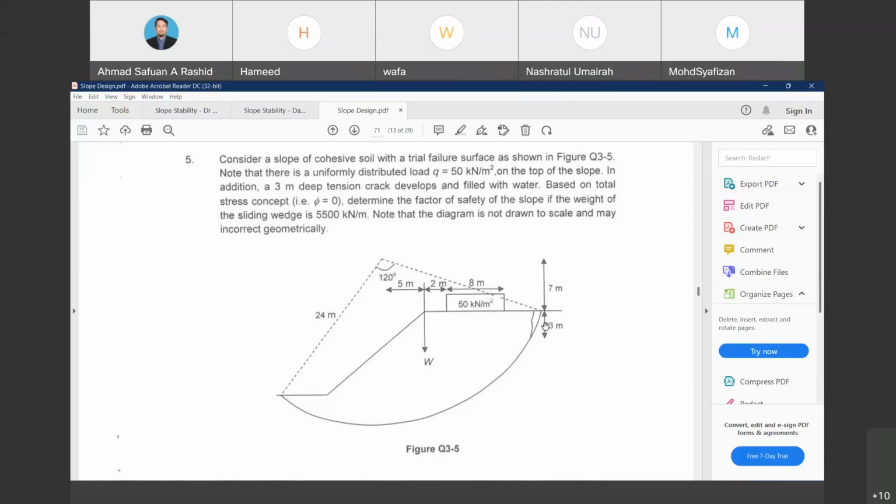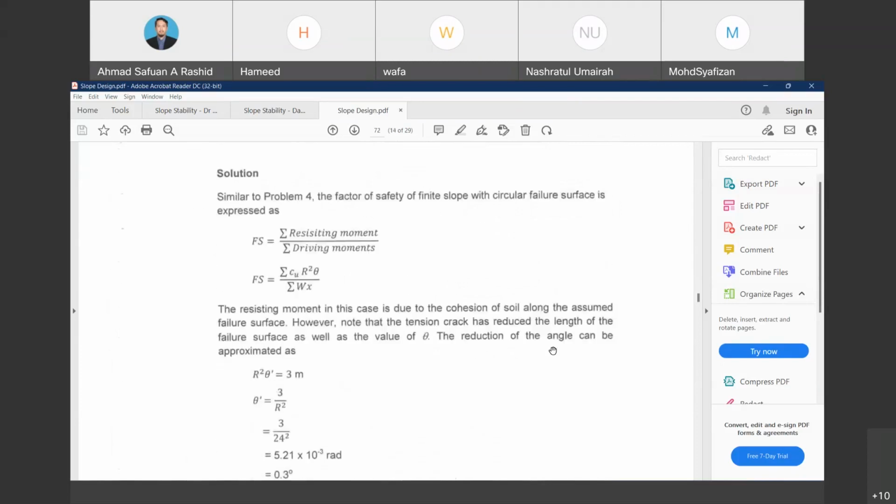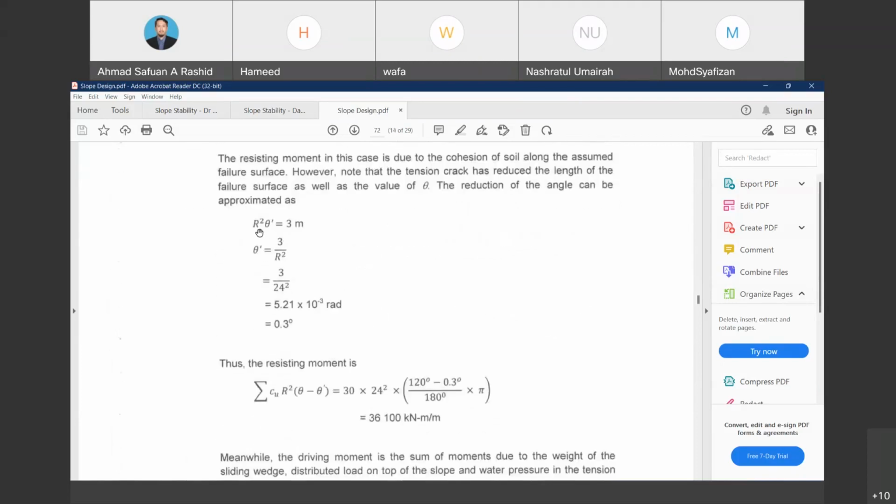To get the opening size, in this example, Dr. Kamarudin assumed the length of this circular arch is equal to 3. When we look at this example, actually it is r theta, not r square theta, because L is equal to r theta. So I will amend this solution and then give the correct one. That's why I have not provided this example in your e-learning yet.